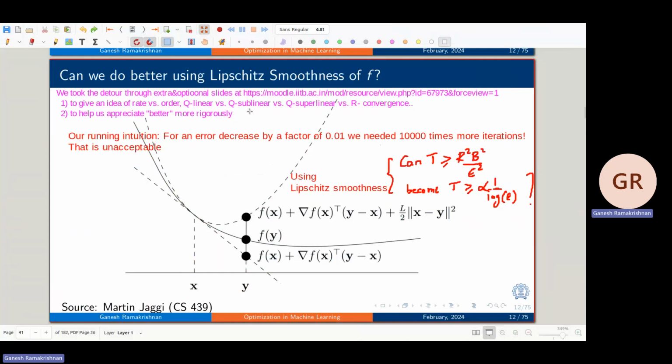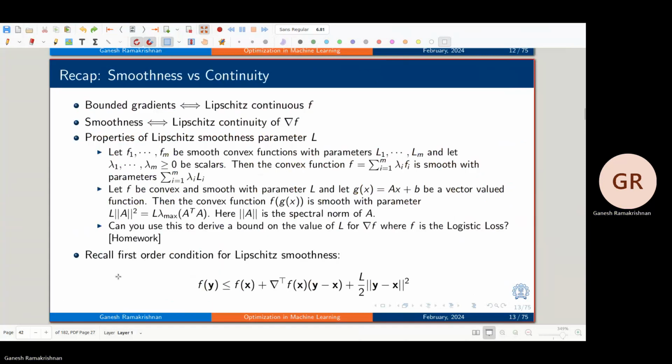So you can take the detour to understand rate and order of convergence, etc. That you can look at. There's a notion of Q-linear, Q-sublinear. I'm not going into that right now. So we want to do better, right? Using this bound on smoothness.